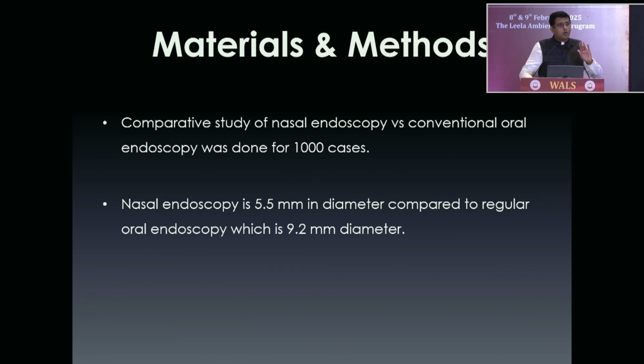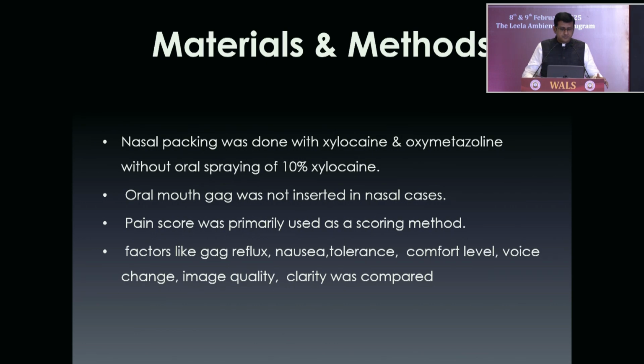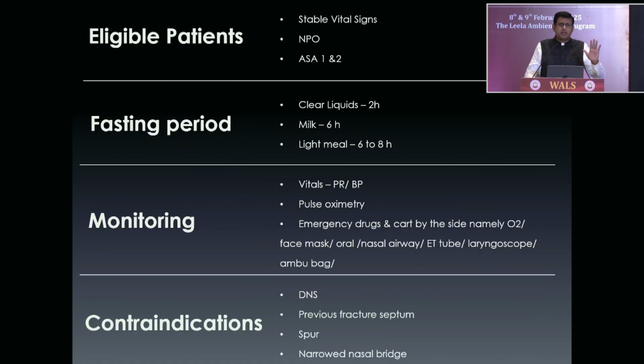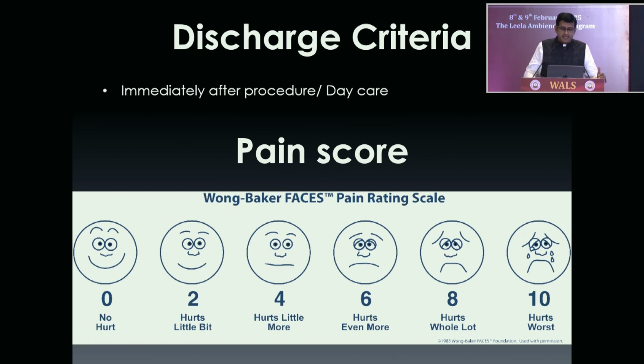And I compared 1,000 cases, it was a long time back, 1,000 cases of nasal versus oral intubations for all patients for a diagnostic endoscopy. Nasal packing was done for all the nasal endoscopy patients with your normal 10% xylocaine with oxymetazoline. Mouth gag is not used in any of the patients, and the pain score is used as the main scoring method, and other factors like gag, nausea, tolerance, and other features are also used. All routine patients were included except those with a deviated nasal septum or nasal spur. Pain is the main score.